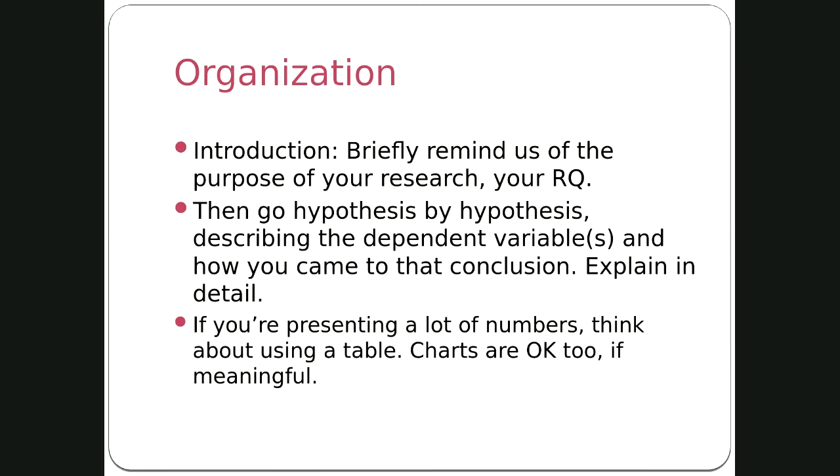If you've got more than one hypothesis, you will need to start with the first and go into complete detail with that one, finish up writing that, and then start on the second one. So you're going hypothesis by hypothesis. Okay? And what you're doing is describing the dependent variable, that's the outcome, and how you came to that conclusion.